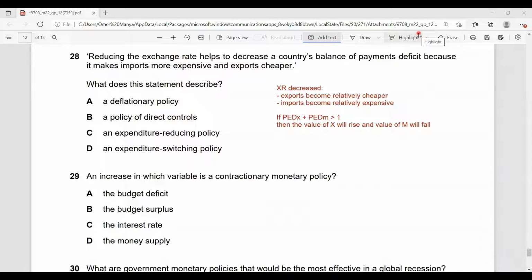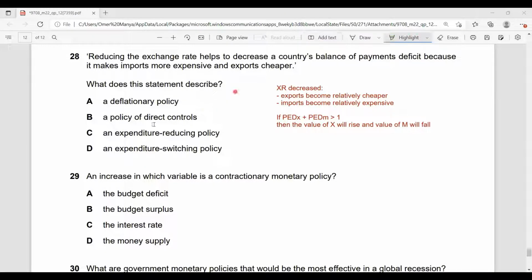A policy of direct controls. Direct controls are imposed by governments which expressly forbid or restrict certain kinds of investment or economic activity. So it could be their way of controlling prices or wages in order to have some sort of effect on inflation. But this is not what's described here. An expenditure reducing policy, this refers to a fall in aggregate demand. A fall in aggregate demand can be achieved through either a contractionary fiscal policy or a contractionary monetary policy.